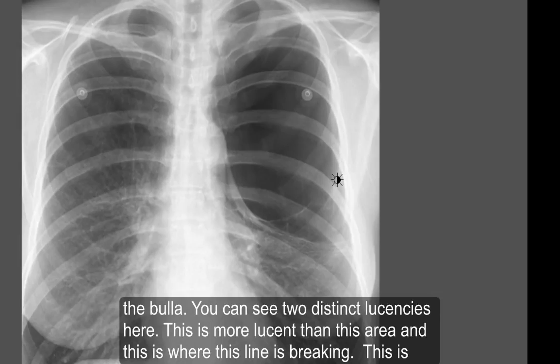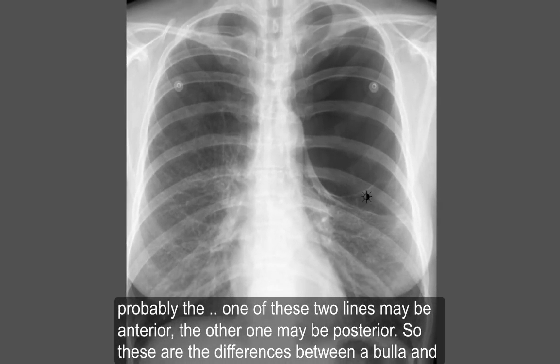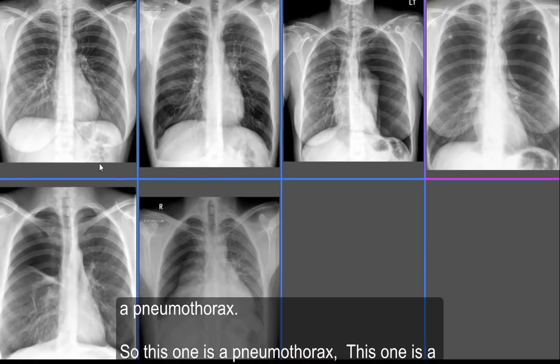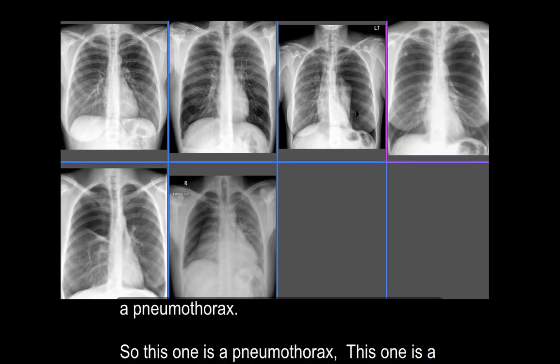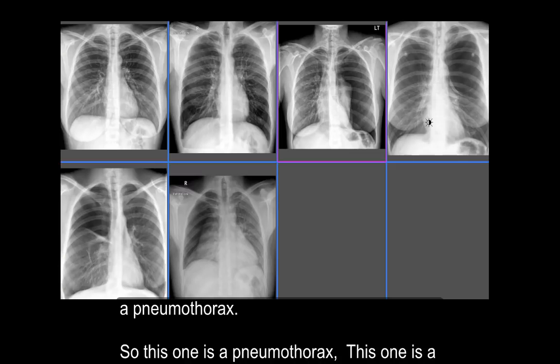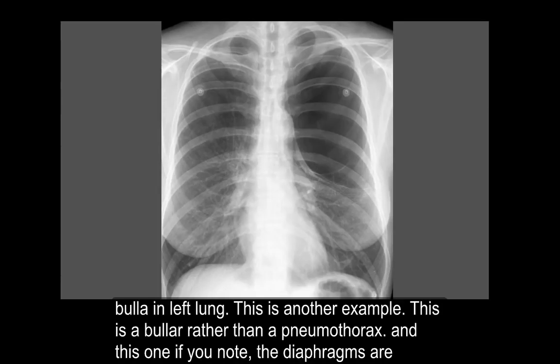As you can see, two distinct lucencies here. This is more lucent than this area, and this is where this line is breaking. One of these two lines may be anterior, and the other may be posterior. So these are the differences between a bulla and a pneumothorax. So this one is a pneumothorax, this one is a bulla in the left lung.